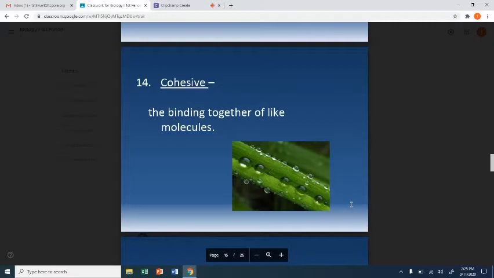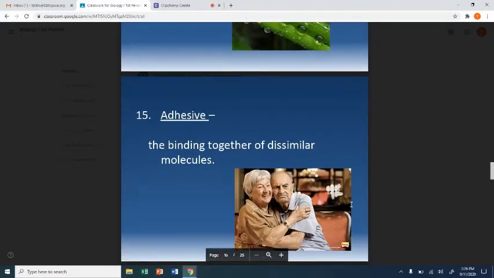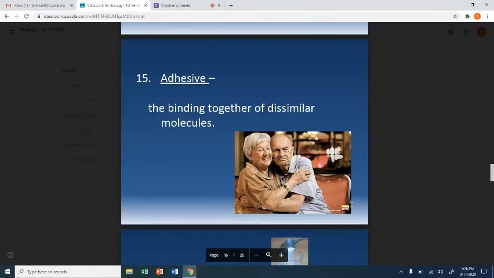There's something called surface tension. So on very still water, the molecules will attract so close together that little bugs like water striders can actually walk on the water. So cohesion is similar or like molecules, whereas adhesion is dissimilar or unlike molecules.